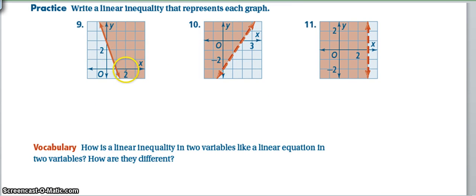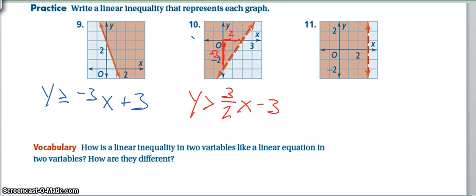So if we look at 9, we have a solid line. Y-intercept appears to be 3, and the slope, if I count rise over run, I've got a rise of -3, a run of 1. So go ahead and try to set that up. And because my line is solid, I get y is greater than or equal to -3x plus 3. Go ahead, try 10 and 11 if you have not.